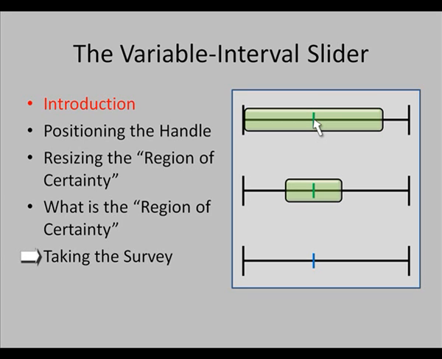Upon completing this video, you will be asked a few general questions about yourself, and will then be given a chance to practice with the variable interval slider before proceeding to the 79-question survey. The video, general questions, and practice should take about 5 to 10 minutes to complete. The 79-question survey should take between 15 and 20 minutes to complete.